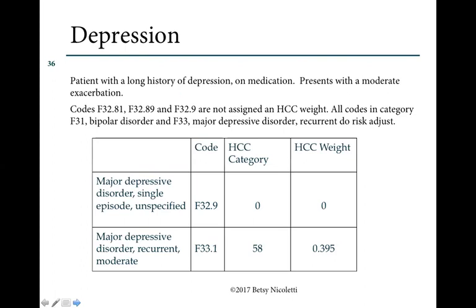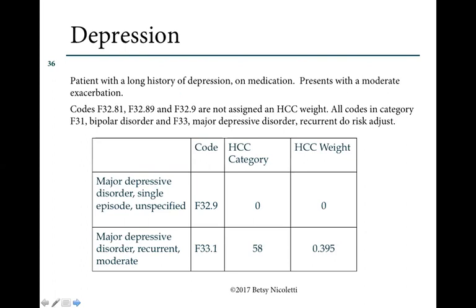It doesn't risk adjust. So all those patients who we've been seeing in primary care for 5 years, 8 years, and they've been on an antidepressant all that time, if the code we're using is F32.9, it does not carry a risk adjusted score. There are 3 codes in this series: F32.81, premenstrual dysphoric disorder, F32.89, other specified depressive episodes, and F32.9, major depressive disorder, single episode, unspecified, that don't risk adjust.